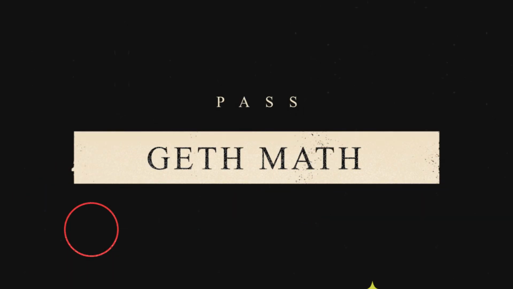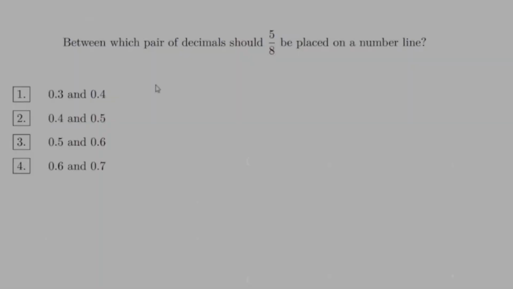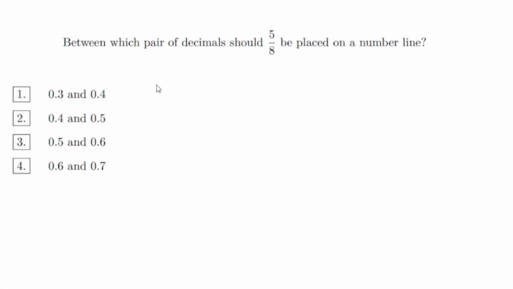In this video, we'll be talking about how to compare between decimals and fractions. Between which pair of decimals should 5/8 be placed on the number line? Well, to place 5/8 on the number line with decimals, we first have to convert 5/8 to a decimal. And we do that by long division. So this is 5 divided by 8.